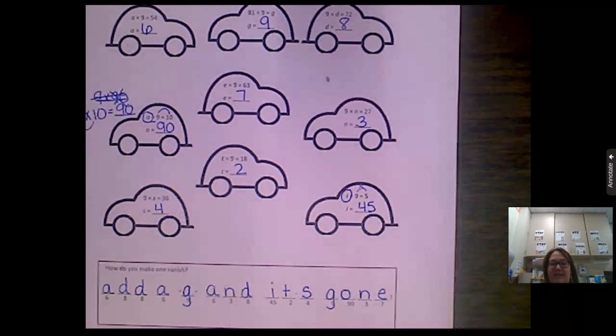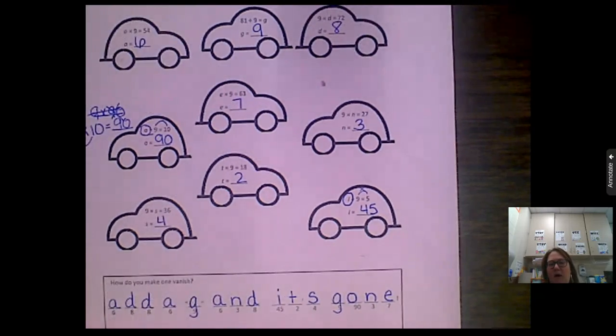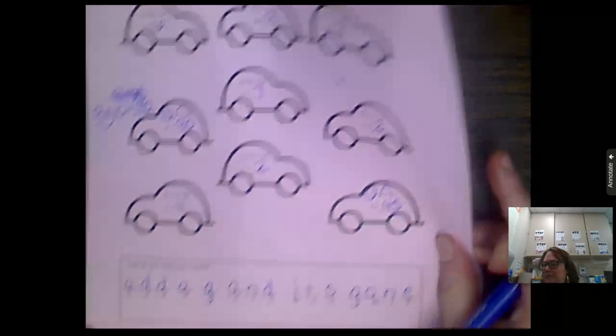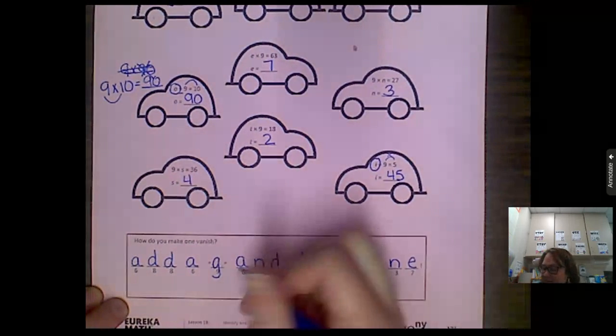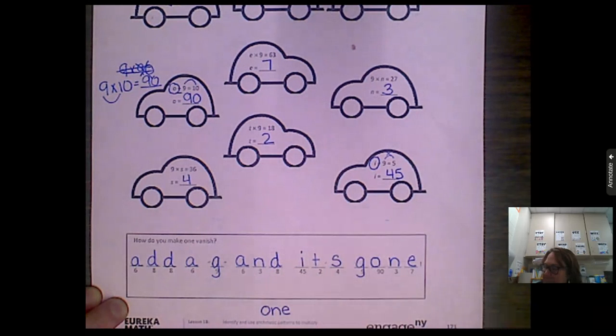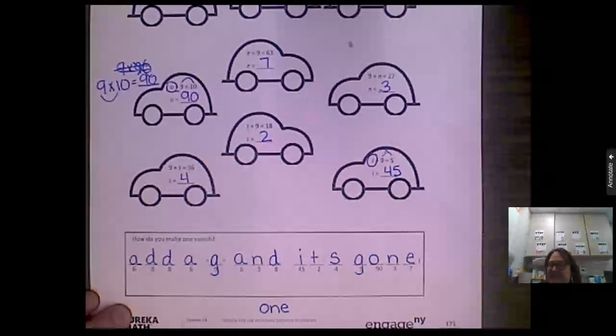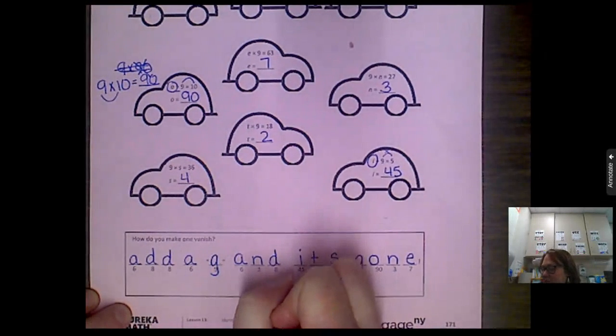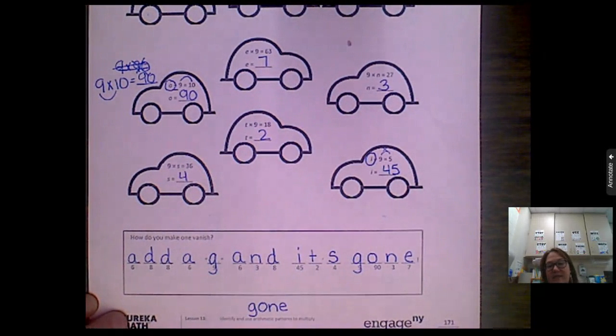Add a G and it's gone. So how do you make 1 vanish? Do you get it? So how do you make 1 vanish? So there's 1, O-N-E. Add a G and it's gone. If I put G in front of 1, then it's gone. That one's kind of cool.